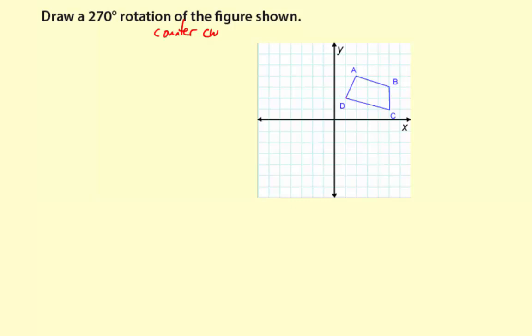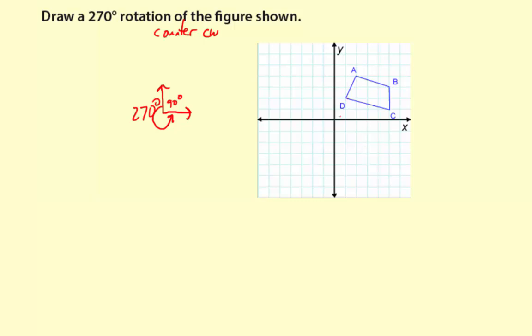Now 270 degrees, I'm just going to draw a sketch of what that looks like. This would be your 90 degrees. This whole rotation here, all the way around, would be 270 degrees, and that's about 3/4 of a circle. I just want to visualize that first so I know in my head what the rotation should look like. So these points here, if you go 3/4 of a circle, should end up down here somewhere in this lower right-hand quadrant, or quadrant 4.